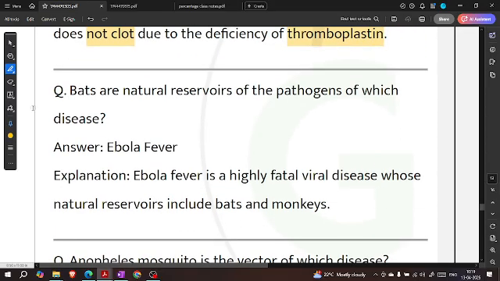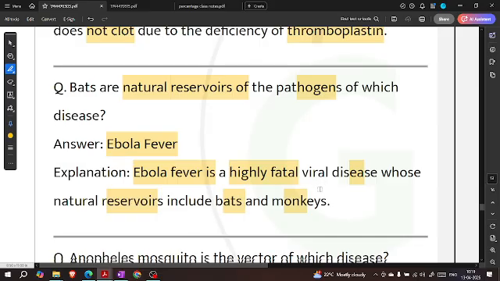Bats are natural reservoir of the pathogens of which disease? Ebola fever. Ebola fever is a highly fatal viral disease whose natural reservoirs include bats and monkeys.